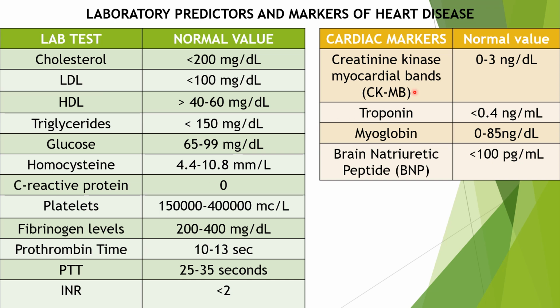Then we talked about the cardiac markers. There are mainly 4 cardiac markers. One is CKMB. We know that CK is the general marker for cellular injury, and CKMB, creatine kinase myocardial band, is specific to the cardiac tissue. If the value is increased, it means there is some myocardial damage.